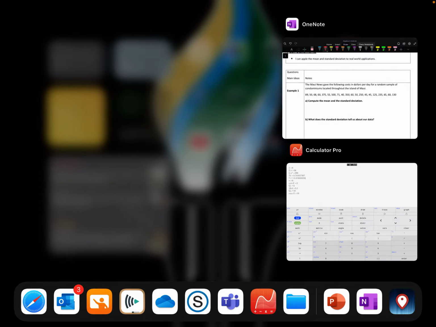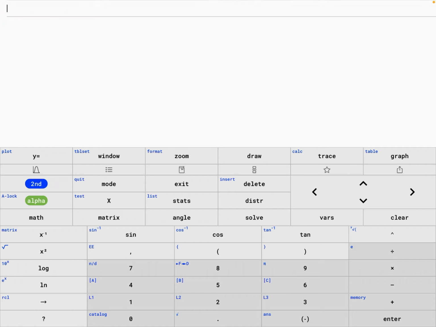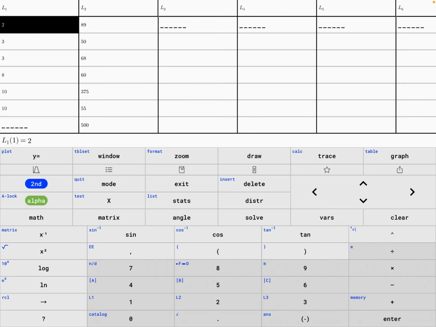So I'll show you how to get back there, but I've already entered the list. I cheated here. So hit stats. We want to edit a list, so it's already highlighted. Hit enter. Now for you, I would enter those data points into list 1. You already have numbers in list 1, so if you want to clear them, arrow up so L1 is highlighted.